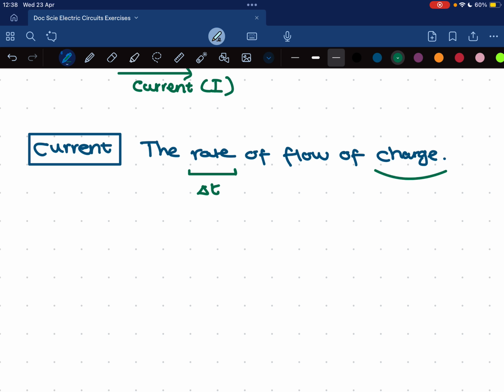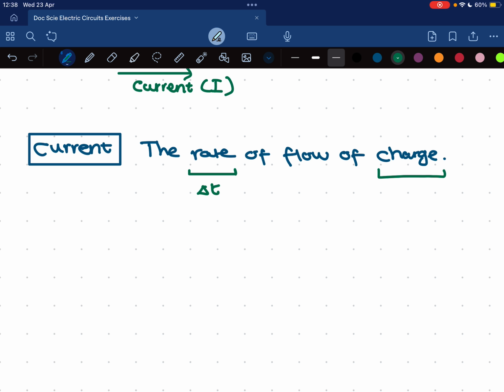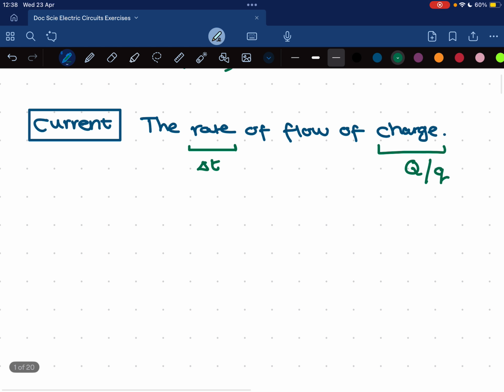And if you can recall, that charge in a circuit is represented using the letter Q. You'll see that inside some definitions they use a small letter q, which is also perfectly fine. So if current is the rate of flow of charge, then it must be the charge that is divided by that time in order to get the rate.